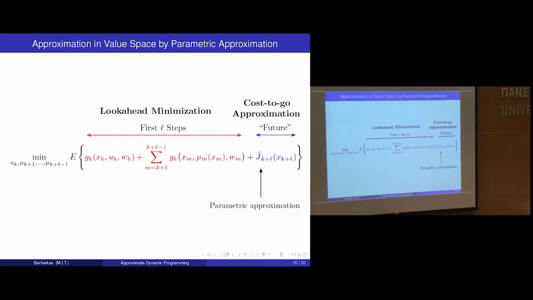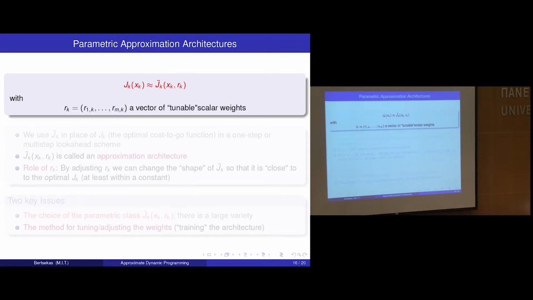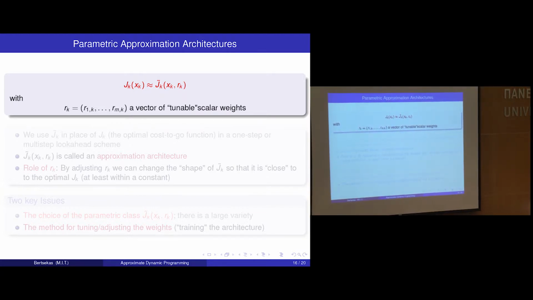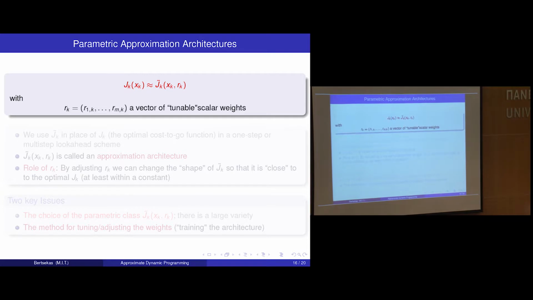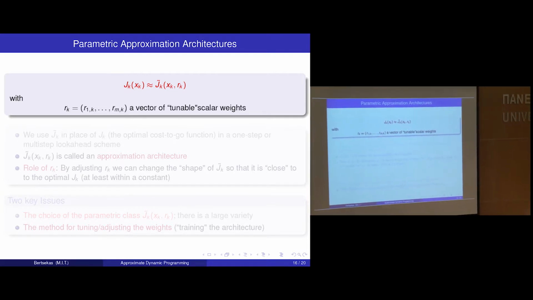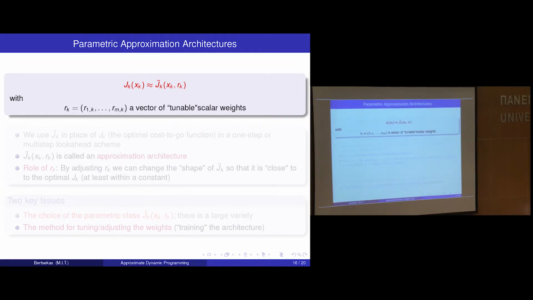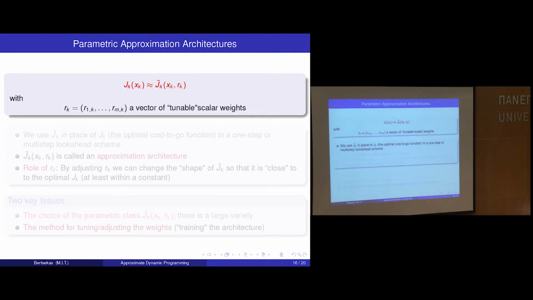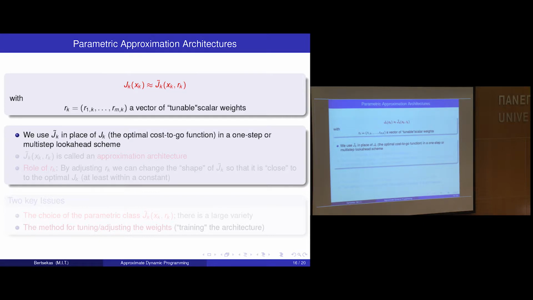So that's what we want to compute. And here we start with an approximation architecture, a class of functions parameterized by a parameter vector, a vector of weights that we can tune, we can change, and correspondingly change j tilde so as to make it as close as we want to the optimal cost function. And then we use j tilde in place of j star in one-step or multi-step look-ahead schemes.